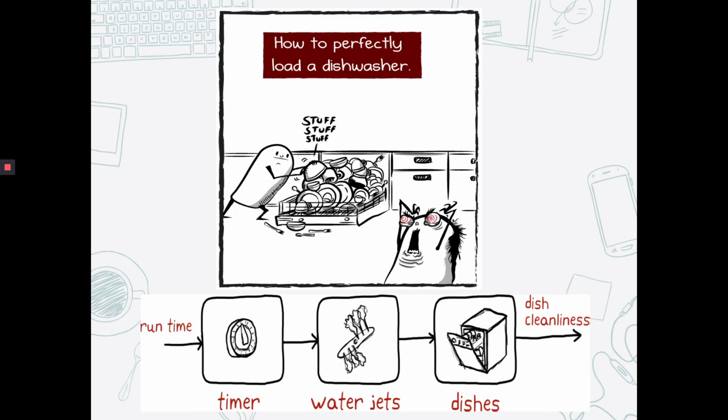This is another open loop system example, a dishwasher. It functions like a toaster and also a washing machine. It doesn't measure the dish cleanliness.